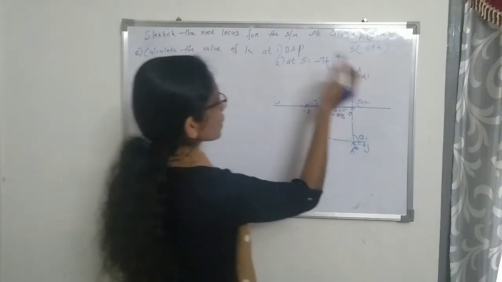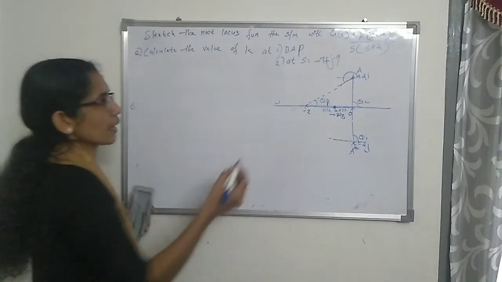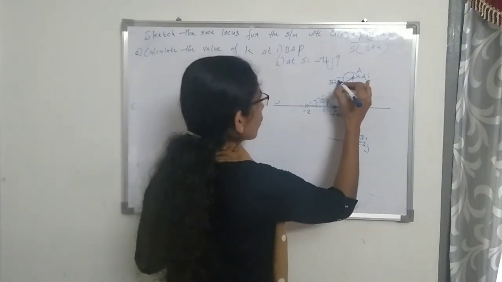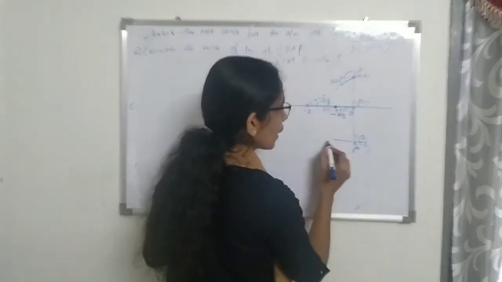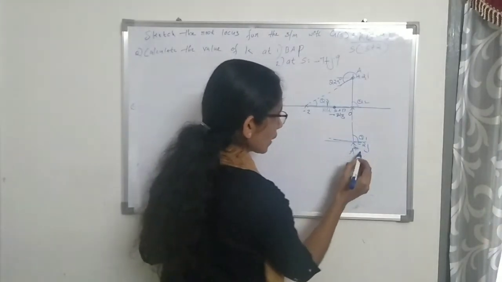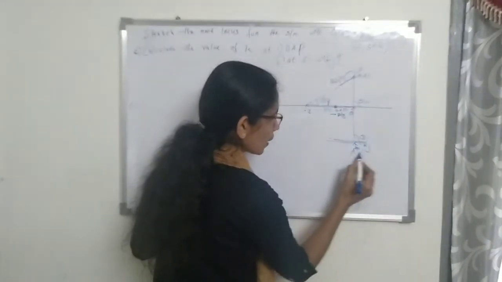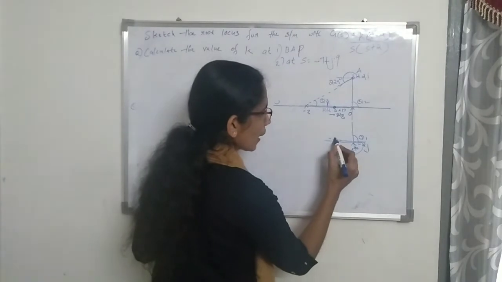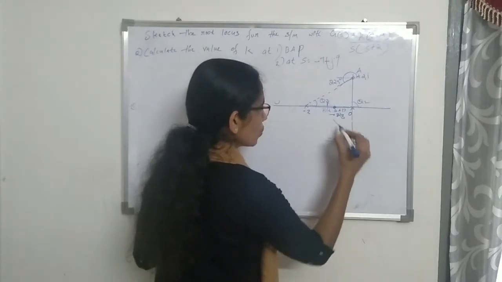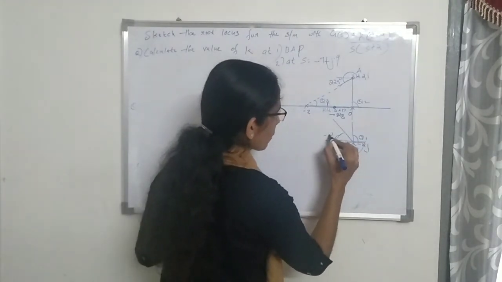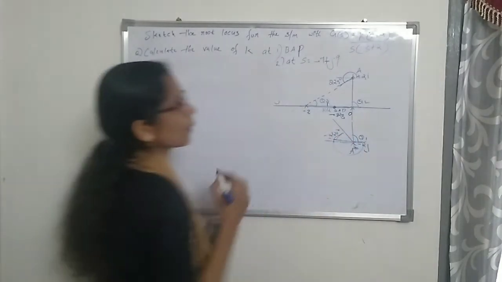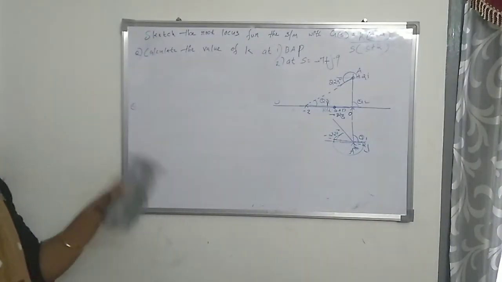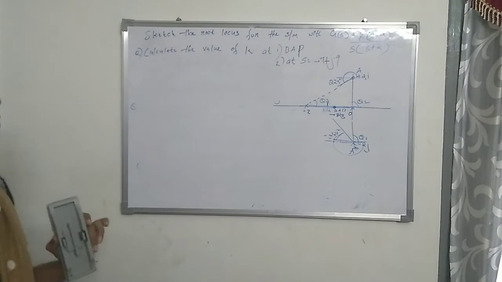Here it is plus 225 degree. Okay, here it is minus 225, that became 180 and here minus 225 degree. Okay, mark the angles plus 225 and minus 225.